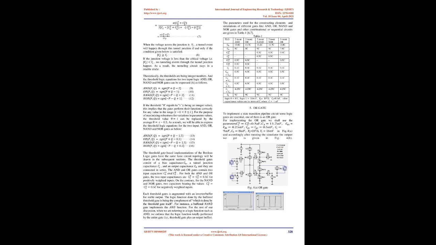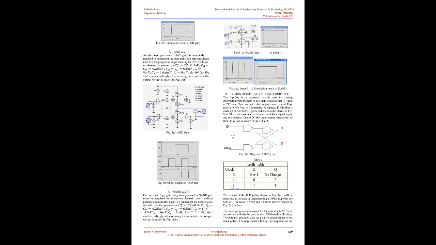The parameters used for constructing elements and simulations of different gates like AND, OR, NAND, and NOR gates and other combinational or sequential circuits are given in Table 1. 5. OR gate. To implement a state transition pipeline circuit, some logic gates are essential. One of them is an OR gate.